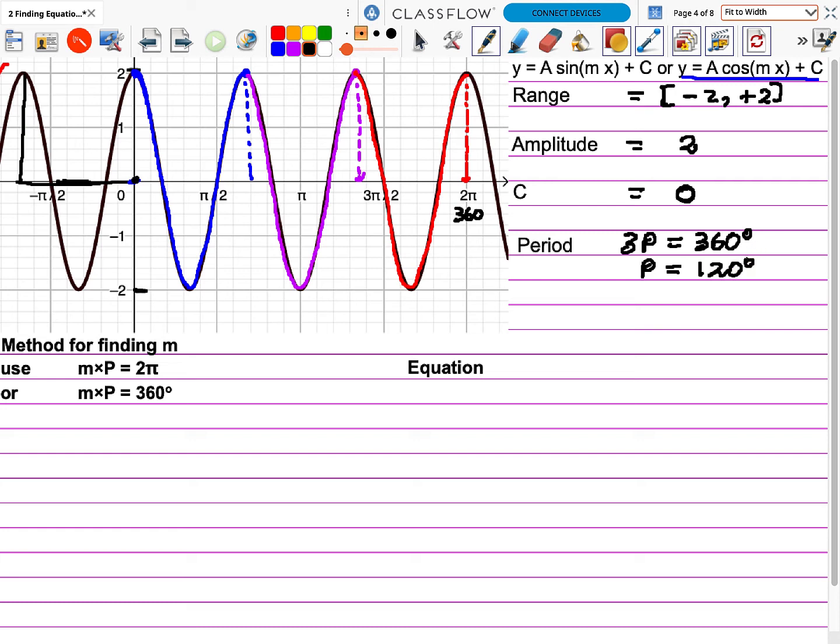I could now use the equation m times period is equal to 360 degrees. If you write that down now, you might spot that you've actually got that equation here. And by inspection, m is equal to 3. But if you did not spot that, then you'll probably do this. Substitute p for 120, then divide both sides by 120. So 360 divided by 120 is 3. You are now in a position to write down the general equation.